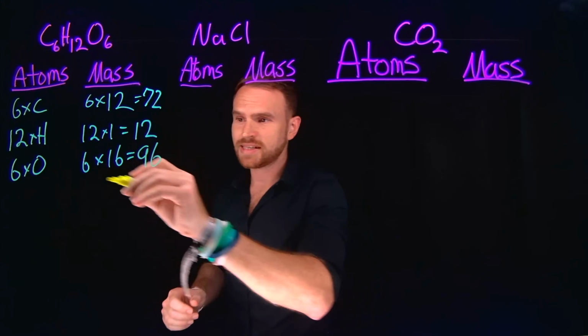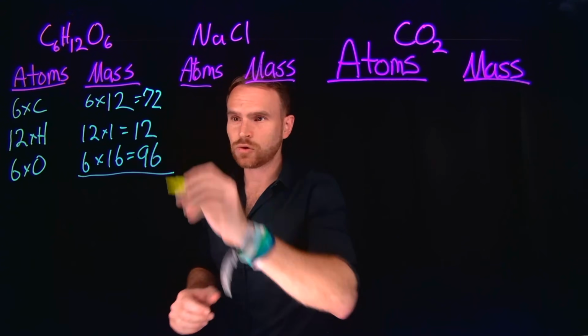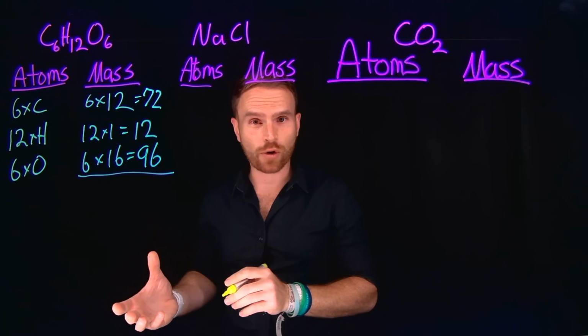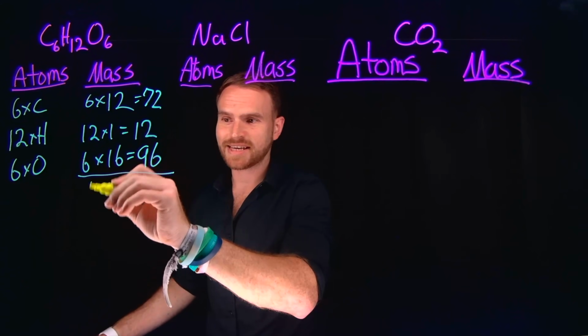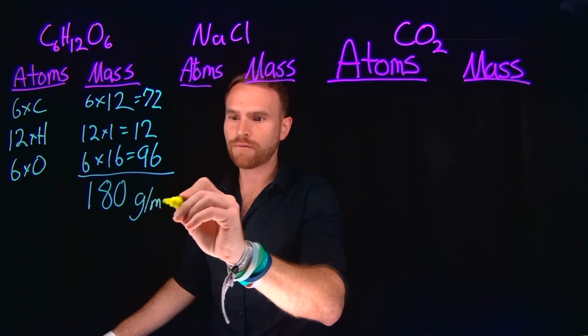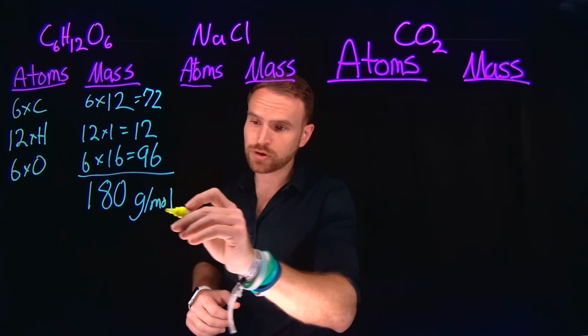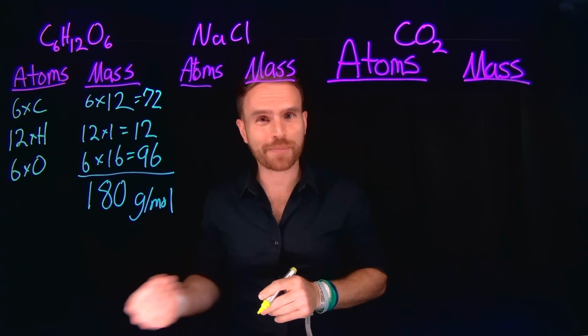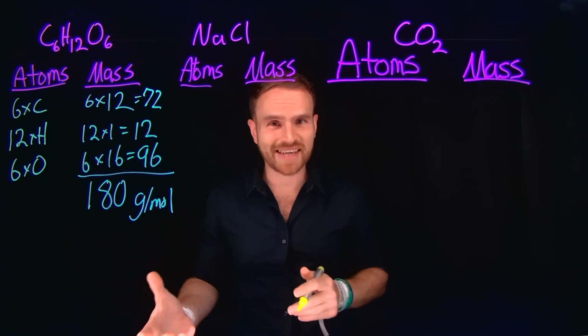So then we just need to add those numbers up. 72 plus 12 is going to give us 84. And then 84 plus 96 gives us a total of 180 grams per mole for this first molecule. And don't forget your units of grams per mole, because I know a lot of professors are really sticklers for that and might take off on an exam.